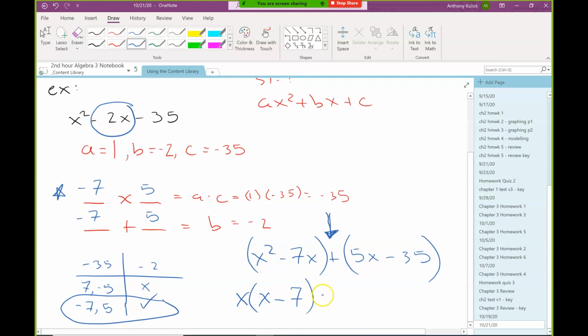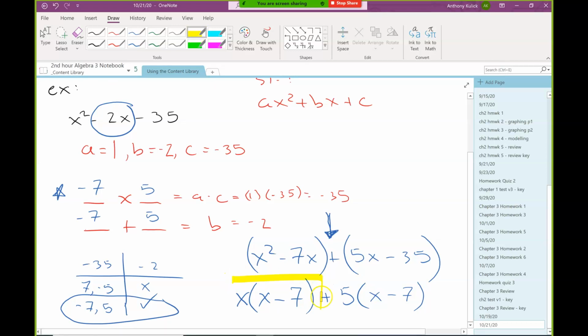Now I'm going to look at the second group, and I'm going to look for a greatest common factor in that group. So what divides both 5x and negative 35? 5. 5x divided by 5 is just x, and negative 35 divided by 5 is negative 7. So far, so good.